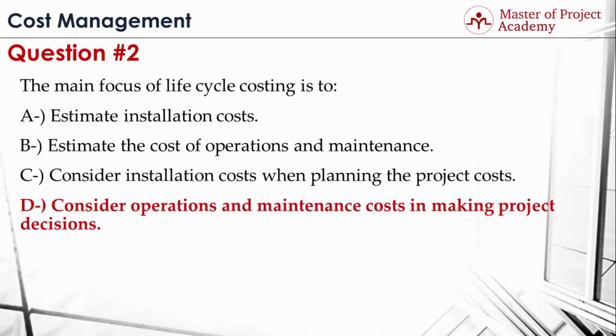D. If you remember, lifecycle costing was saying that when making a decision over different alternatives, do not think only about the cost that will occur in the project. Think about the overall cost of a product or item when you are making a decision. Therefore, you have to take operations and maintenance cost into account when making a decision about the product during procurement.